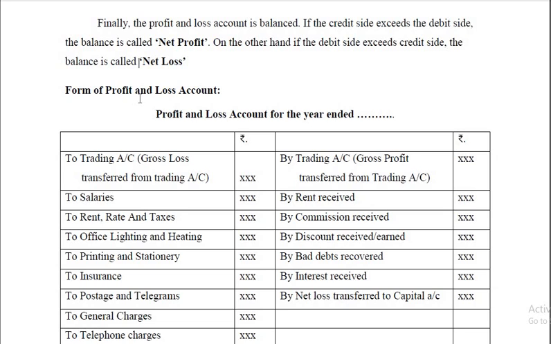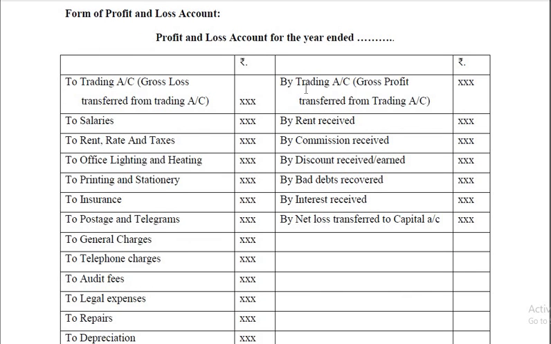Now let us see the form of profit and loss account. As mentioned, first on the credit side by trading account, because the balance in the trading account is transferred to profit and loss account. That is nothing but gross profit transferred from trading account. On the other hand, if there is a loss, instead of crediting, it will be debited to trading account. There is a gross loss.